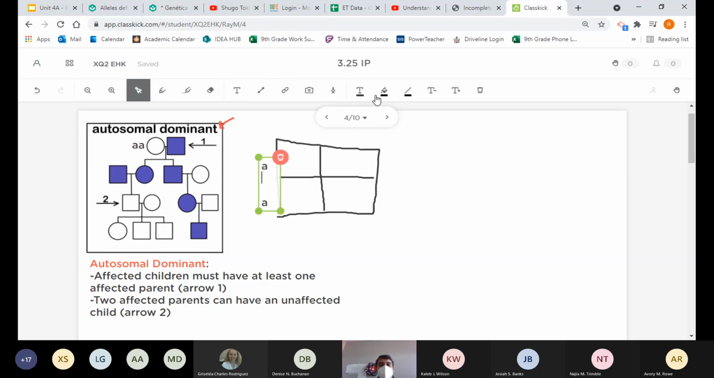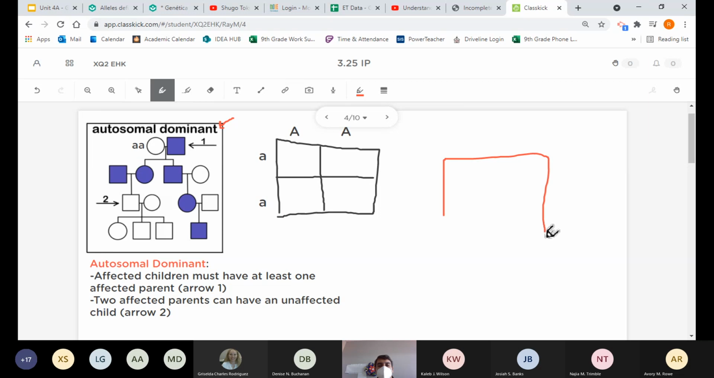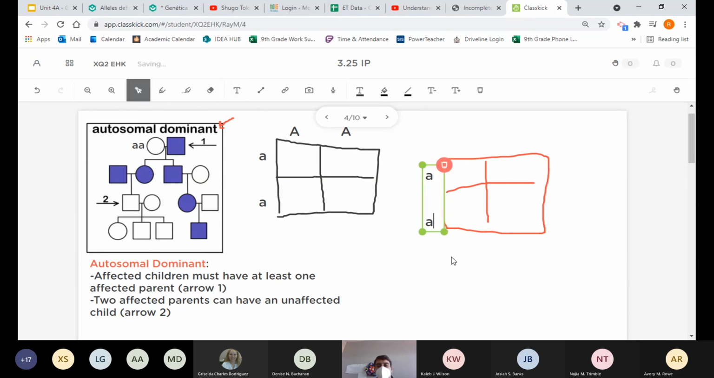I'll probably make it a little bit bigger. We know that one of the parents is affected, so that means there's two possibilities, right? That person can either be this, or they can be this. There's the unaffected parent. The affected parent then is going to be either homozygous dominant or heterozygous.